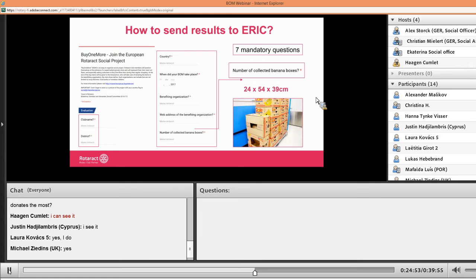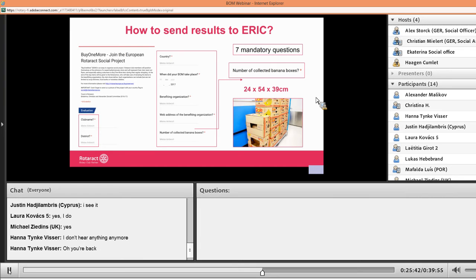So on the website rotaracteurope.eu, you can see the section specially organized for all the information regarding the BuyOneMore action, and we put the special evaluation form, which consists of 7 mandatory questions, so you can really fill out the information within a few minutes and give us all the necessary info to know that you participated, that you paid attention, that you helped people, helped society with the action BuyOneMore in your country, in your city.